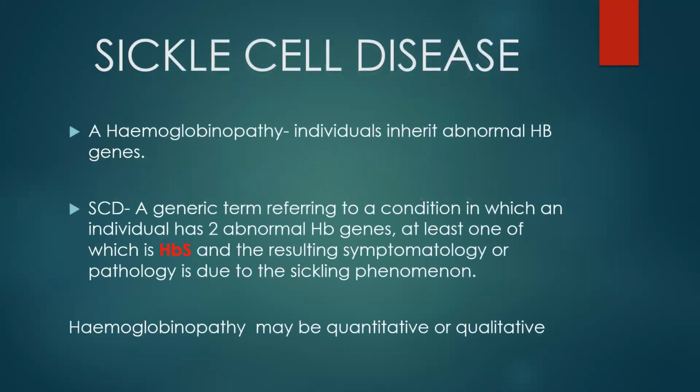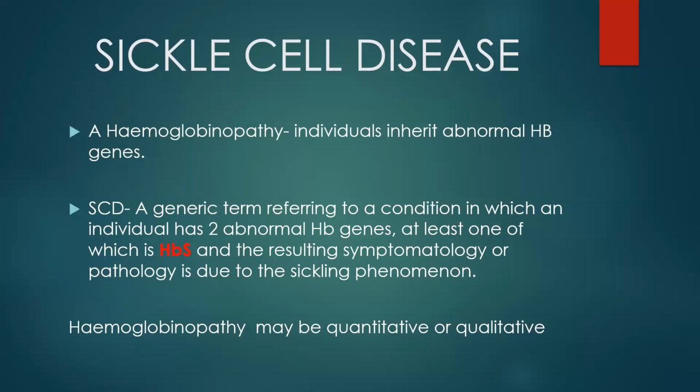So sickle cell disease is a hemoglobinopathy in which an individual inherits abnormal hemoglobin genes. Hemoglobinopathy may be qualitative or quantitative. Qualitative in sickle cell anemia and quantitative in thalassemia, which are examples.